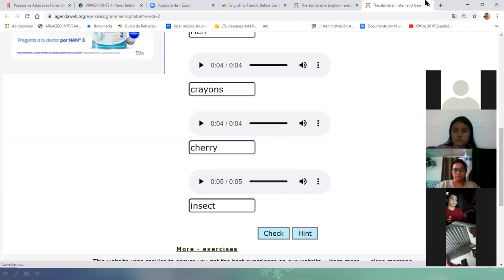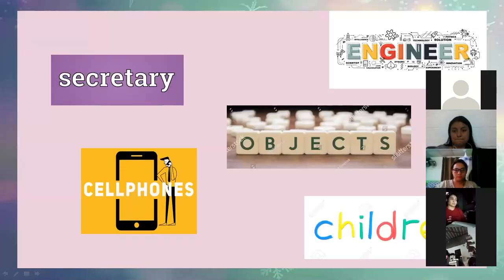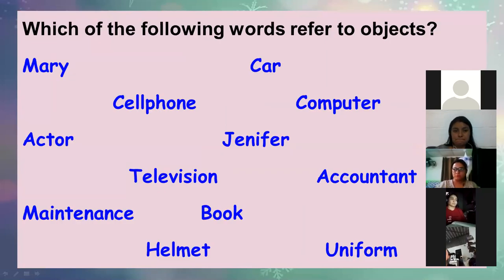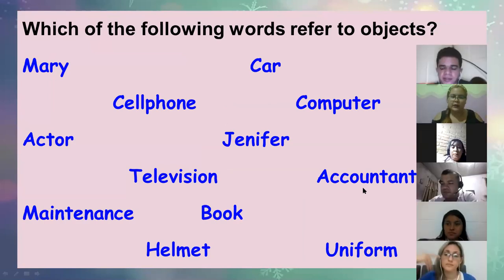Now, we're going to continue. We're going to move on and we will work on the next topic. And what is the next topic? It is about possessives. Possessive adjectives and possessive nouns. But I want you to look at the screen right now. If you see my screen, it says, which of the following words refer to objects?